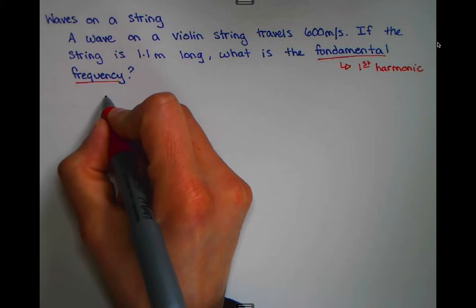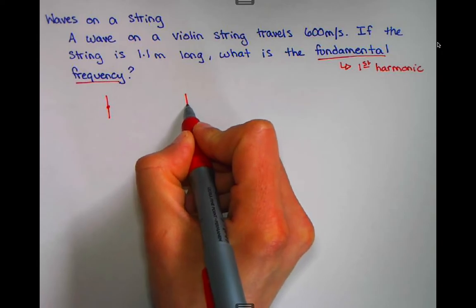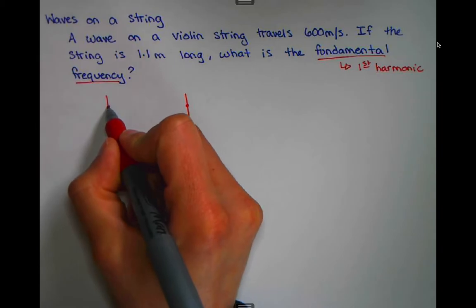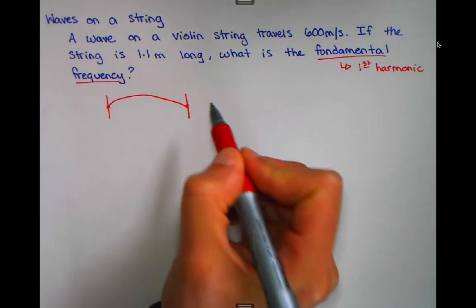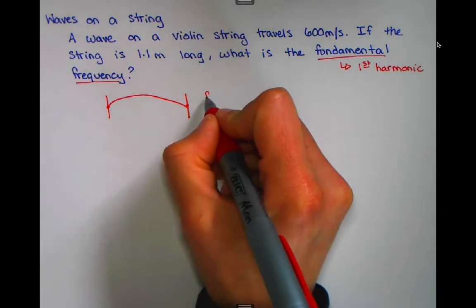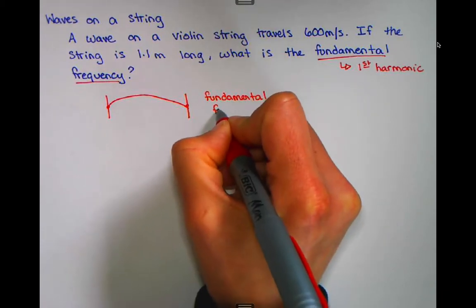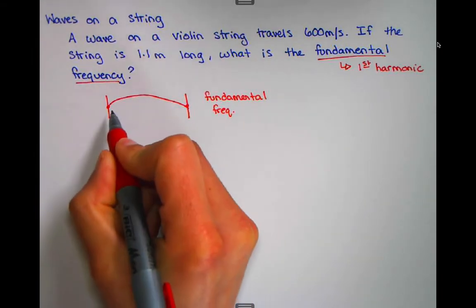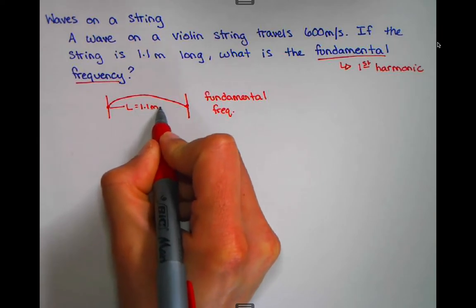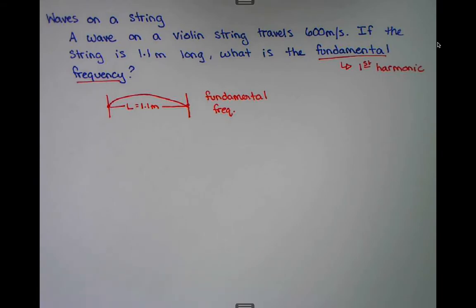So when we're looking at a string, we know that the fundamental frequency is essentially the longest wave that can be created in here. And so that is the whole string just vibrating over that equilibrium line. So this is what this will look like. This is our first harmonic, and this is the fundamental frequency. In the problem, it tells us that this length L is 1.1 meters. And so from here, we should be able to calculate the frequency of this wave.